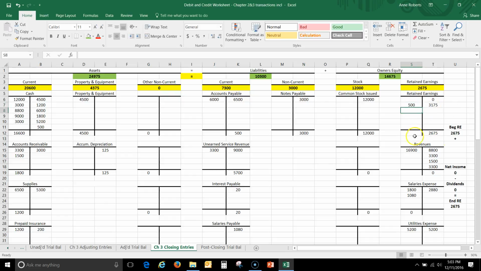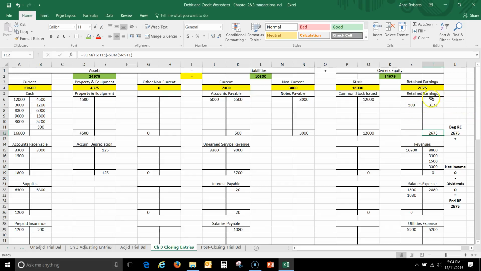We reduce retained earnings by $500, and now we have a retained earnings balance of $26.75. All right, so remember the flow of those financial statements. We calculated the $31.75 net income. Net income increases retained earnings. Then we subtract the $500 in dividends. So now you're looking at that retained earnings statement there.